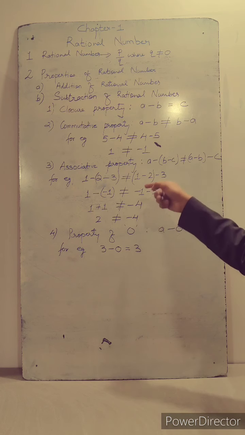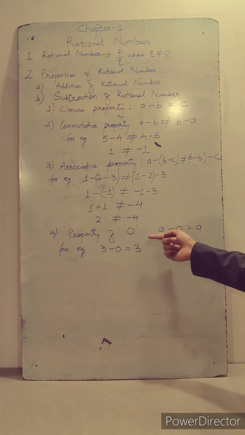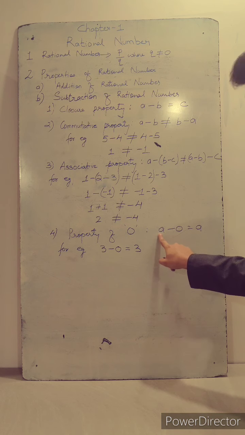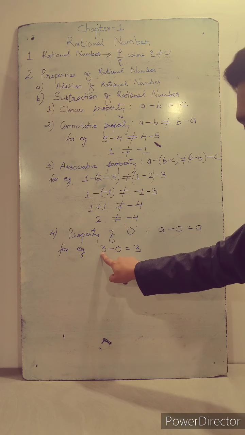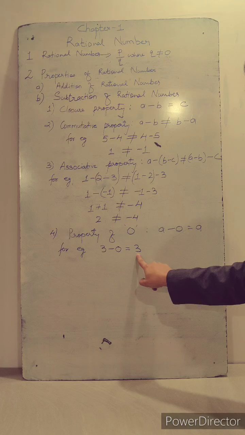With the example, you can easily understand the concept. The last property is property of 0. It states that when 0 is subtracted from any rational number, the result remains unchanged. For example, 3 is a rational number. When 0 is subtracted from 3, there is no change in the answer. That is, the answer is 3 itself.